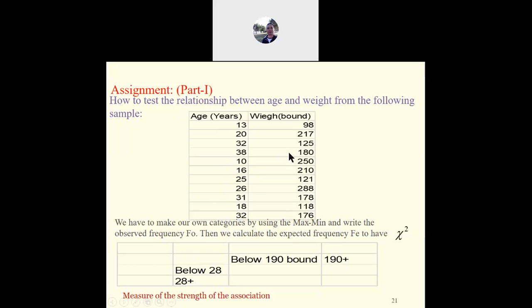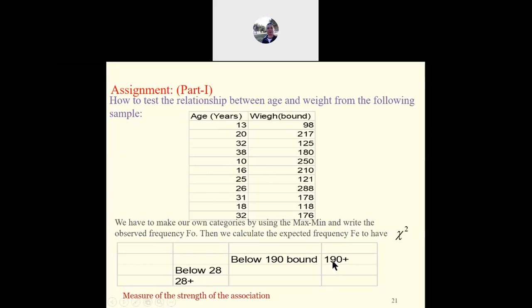And also, this is quantitative data. So we can test the relation using the Pearson correlation coefficient. But the same data, if I split it into two categories, say the age, I make two categories of the age, and also for the weight, I make two categories. So in such a table, I cannot use the linear regression, okay?